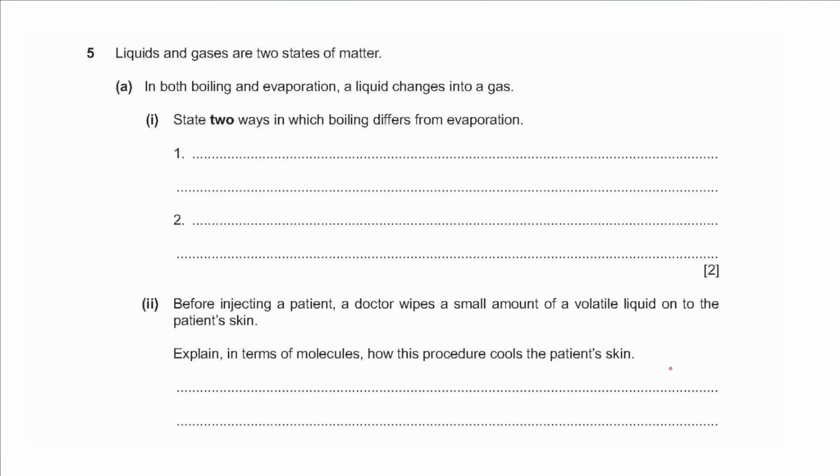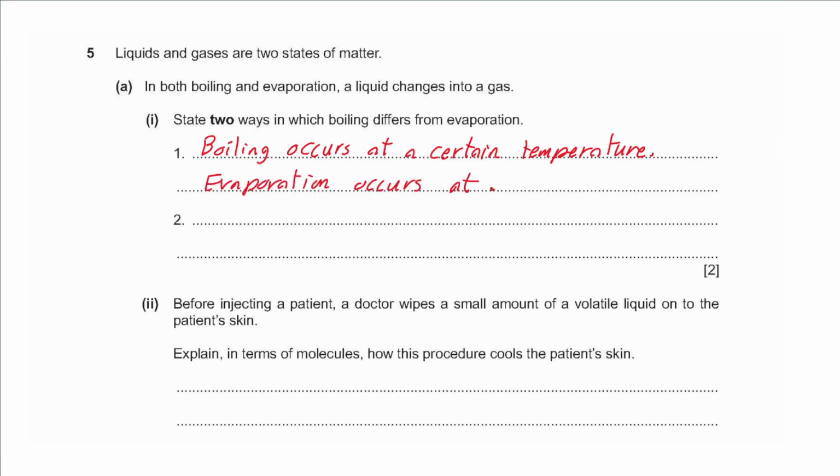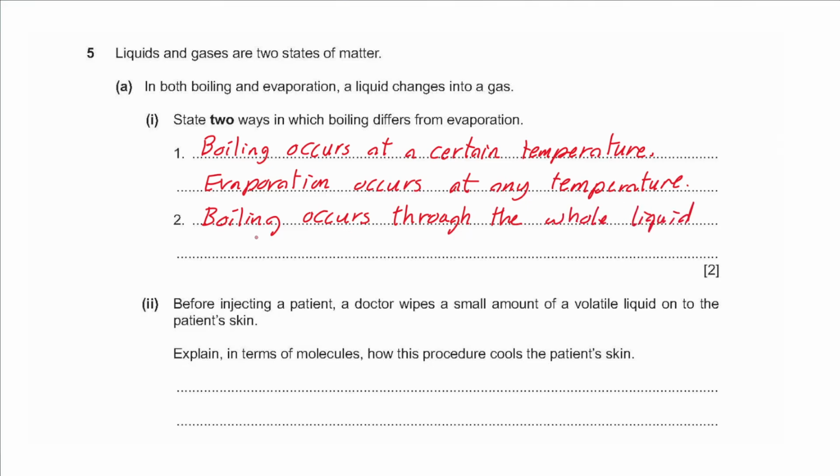Question 5 says, liquids and gases are two states of matter. Part A says, in both boiling and evaporation, a liquid changes into a gas. Part I says, state two ways in which boiling differs from evaporation. We can start by saying that boiling occurs at a certain temperature and evaporation occurs at any temperature. The second difference is that boiling occurs through the whole liquid, but evaporation occurs only at the surface of the liquid.